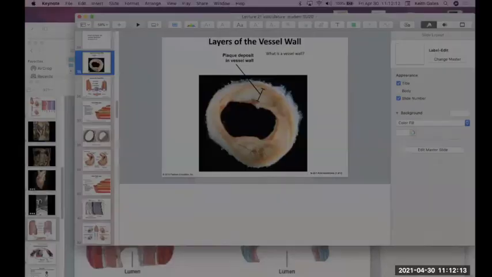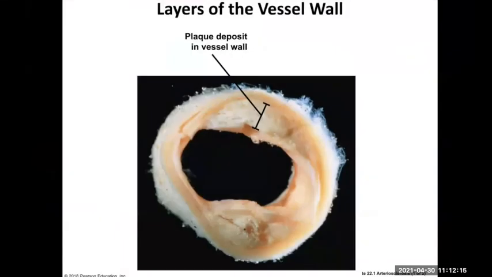Yeah. So in the video and stuff, we're just thinking about the layers, the wall. When somebody says they have plaque buildup, right, what does it mean? Is it something like if you have a clogged drain, something stuck to the outside? Or is it something different? What do you mean when you say the vessel wall is clogged?